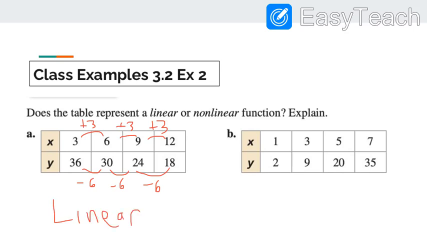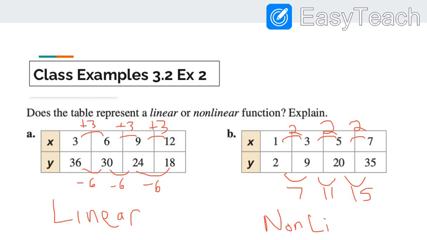Okay. For the next one, we do the same process. Our x values are all changing by +2, which is a good thing. So those are all consistent. However, our lower ones, first it changes by 7, then it changes by 11, and then it changes by 15. You'll notice that these are not constant: 7, 11, 15. So this one is non-linear. It's still increasing, but it's not a linear function.